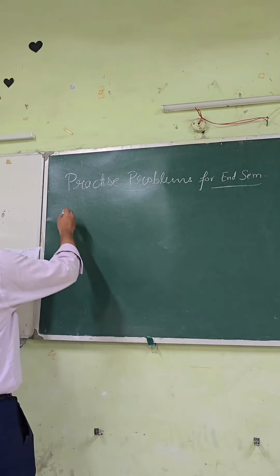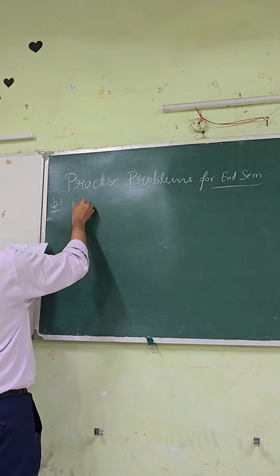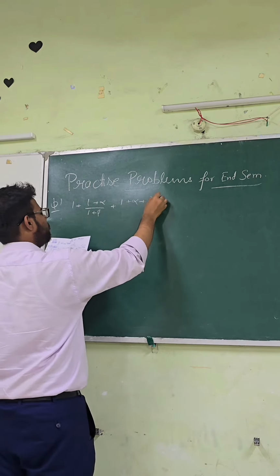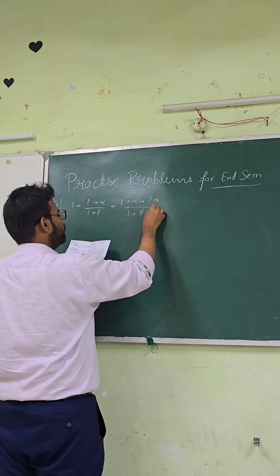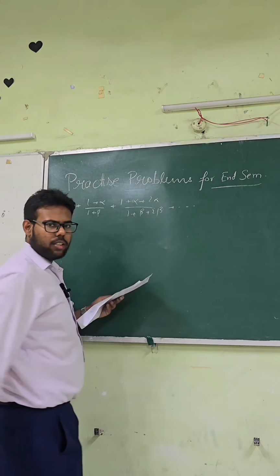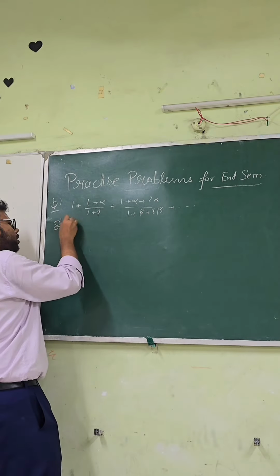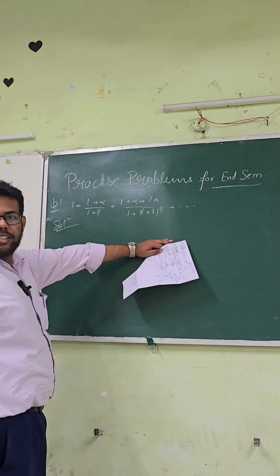This question, yeah, this one. This is a series: 1 plus 1 plus alpha by 1 plus beta, plus 1 plus alpha plus 2 alpha by 1 plus beta plus 2 beta, and so on and so forth. So we have to evaluate this limit. How do we evaluate it?